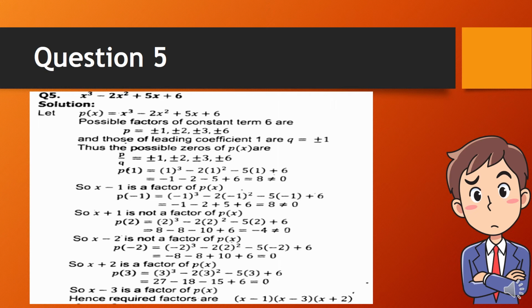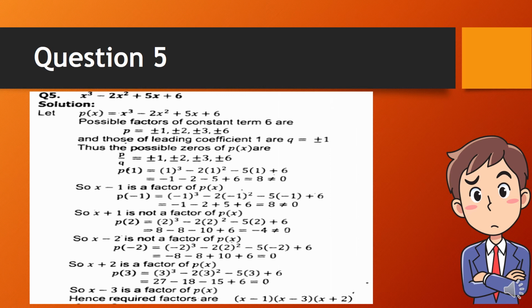We will replace x with each one of the following numbers to check whether they are the factors of the given polynomial or not. So P of 1 will be giving you 8, that is not equal to 0. So you can write x minus 1 is not a factor of P of x. Similarly, you will check P of minus 1, it will give you 8 again. So you can write x plus 1 is not a factor of P of x. Now we will check P of 2, it will be giving you minus 4. So it is again not equal to 0, so you will write it is not a factor of P of x. Now check minus 2, it will be giving you 0, so it is a factor of P of x.